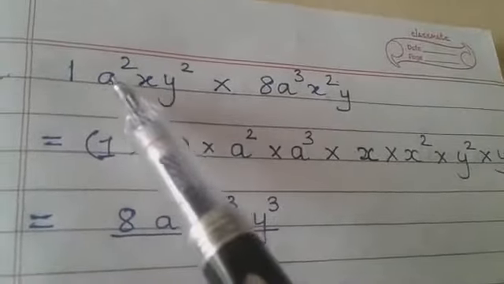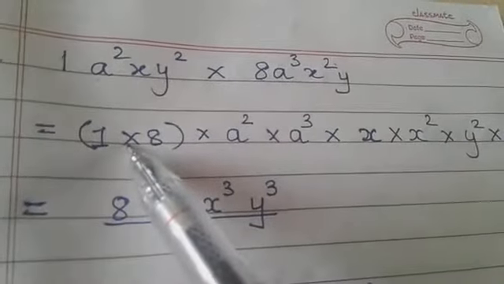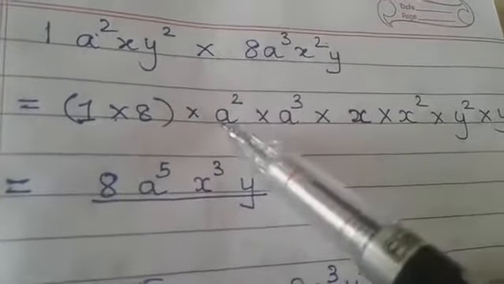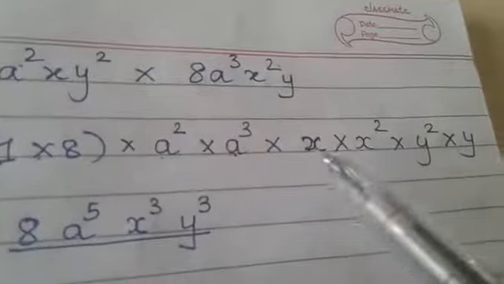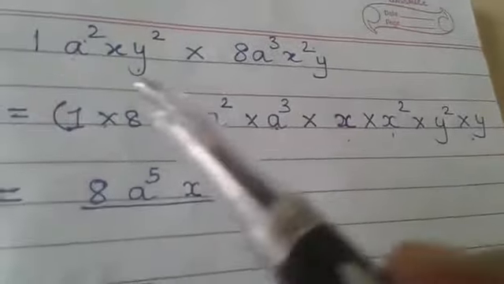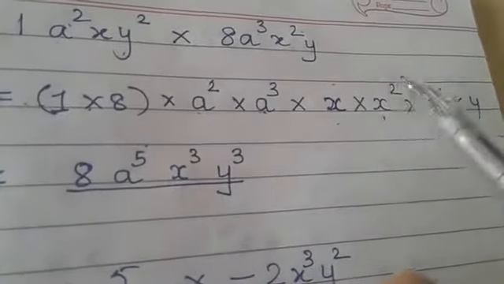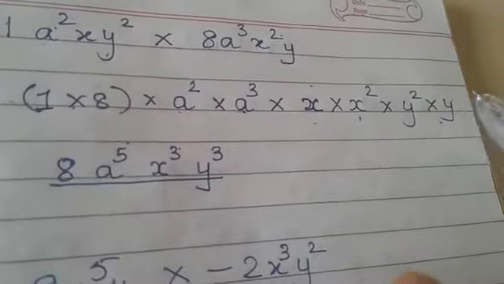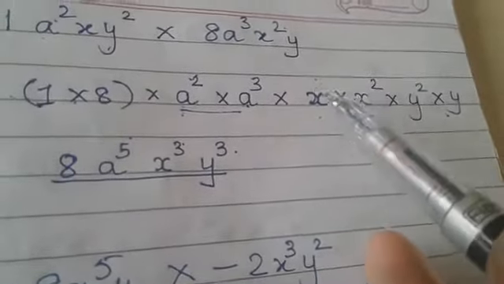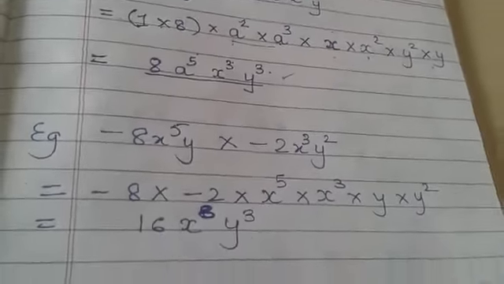So what you will do is segregate all like factors and constants. 1 into 8 I have segregated here. Then a square into a cube, segregation of a. Then x into x square, y square into y. Then 1 into 8 is 8, 2 plus 3 is 5, 1 plus 2 is 3, 2 plus 1 is 3. Addition of indices only in terms of like factors. I hope you have understood.